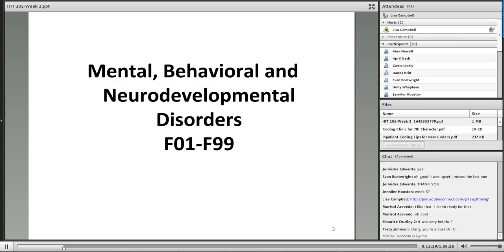The beginning of the guidelines talks about the collaboration that we must have with our providers. That is so very, very important, because we want to be of value to our providers, and we want them to continue to provide their quality care. All right, so mental behaviors, neurodevelopmental disorders, the guidelines.